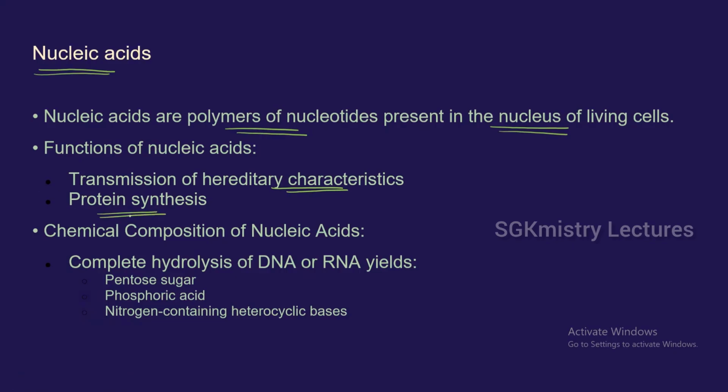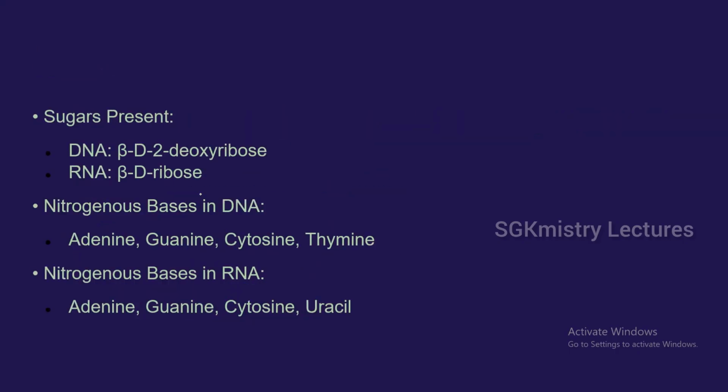Now coming on to the chemical composition of nucleic acids. When you subject DNA or RNA to complete hydrolysis, you're going to get three important products: the pentose sugar, phosphoric acid, as well as nitrogen containing heterocyclic compounds, which are also called bases. Now, in the DNA molecule, we have beta-D-2-deoxyribose as the sugar, whereas in the RNA molecule, we have beta-D-ribose as the sugar.